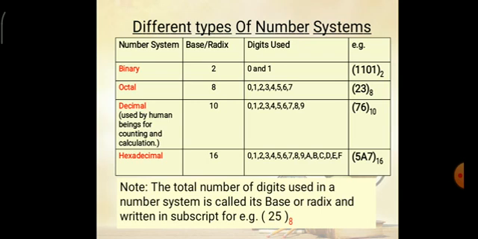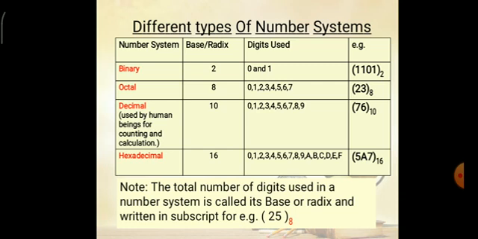The total number of digits used in a number system is called its base or radix, and it is always written in subscript. You can see in the example how an octal number is written: 25 with the base 8. The 8 is in subscript, showing the base. In the binary number system, you can see the example 1101 with the base 2. The base 2 shows that it is a binary number.